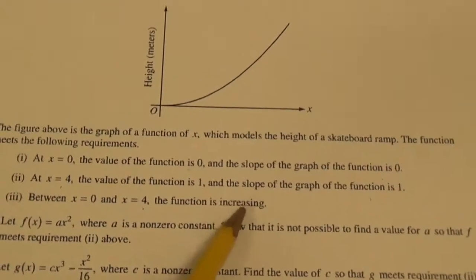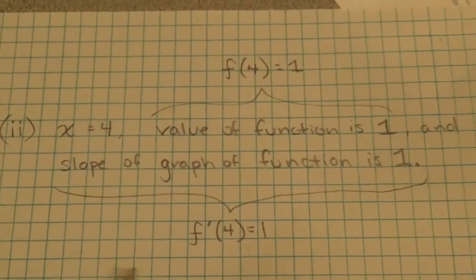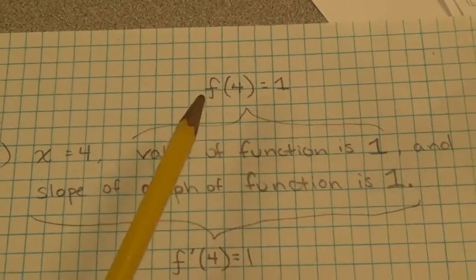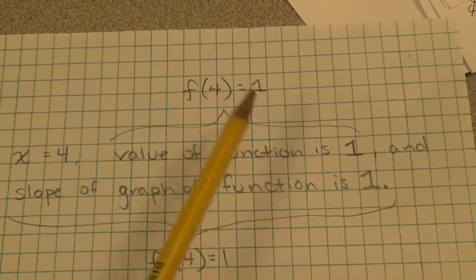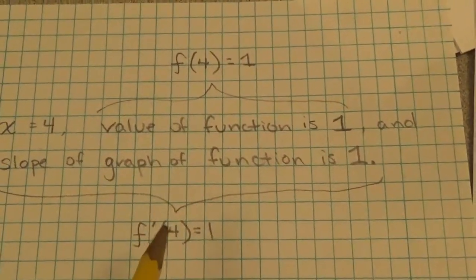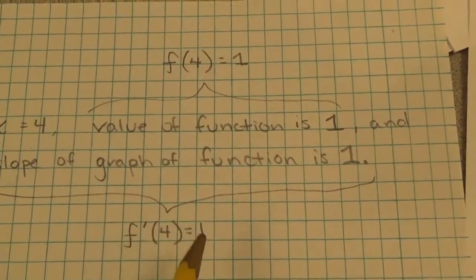It's important that you understand exactly what these mean. So I've first translated the second and third one. The second one says when x equals 4, the value of the function is 1. That means plug 4 in to the original function and the output will be 1. The slope of the graph of the function is 1. That means plug 4 in to the derivative function and the answer will be 1.